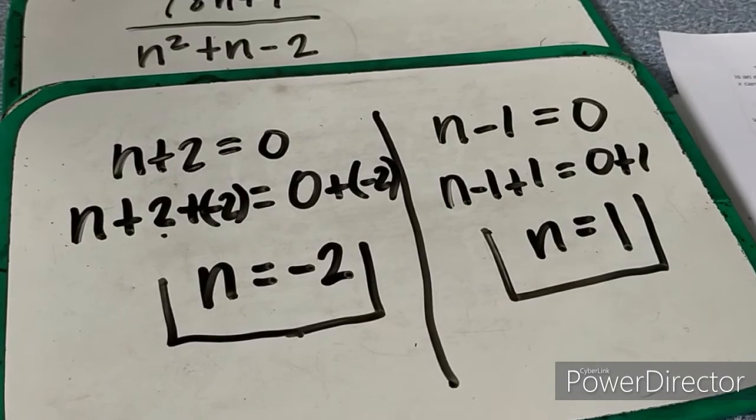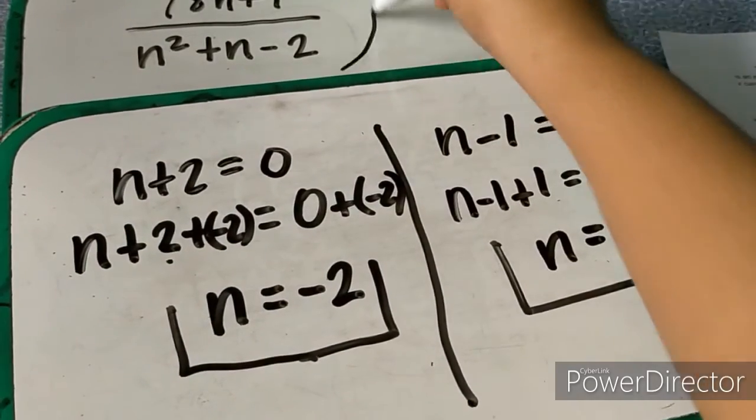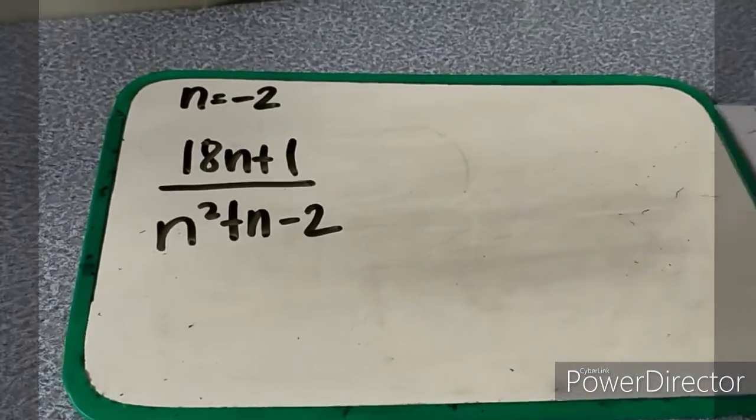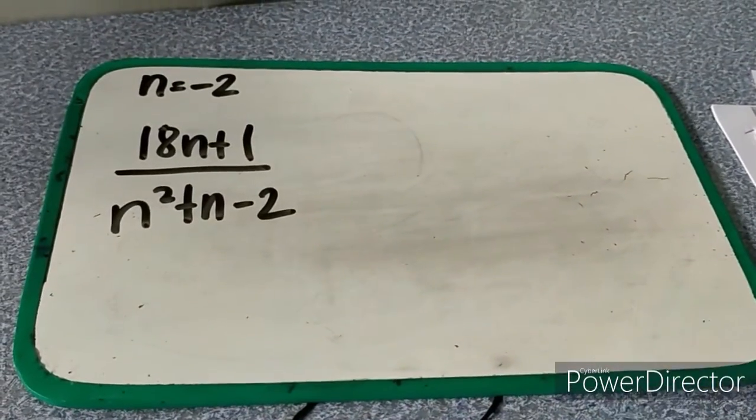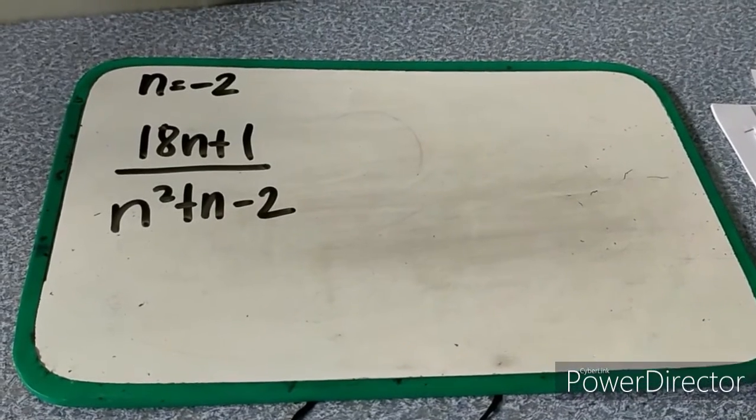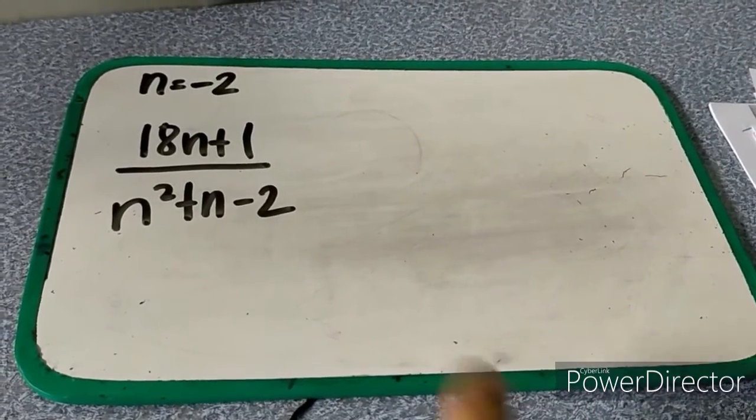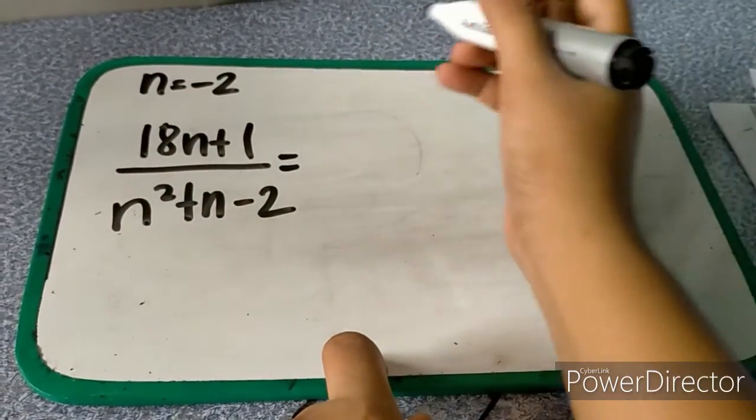To recheck, ganun din. We need to substitute it to the rational algebraic expression. Try natin. Okay, let's check. So, let's start with the first excluded value, which is n is equal to negative 2. So, let's substitute para ma-recheck natin.